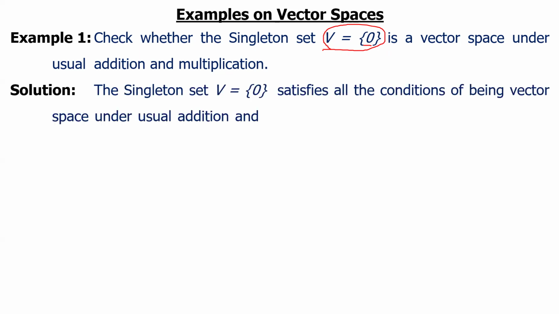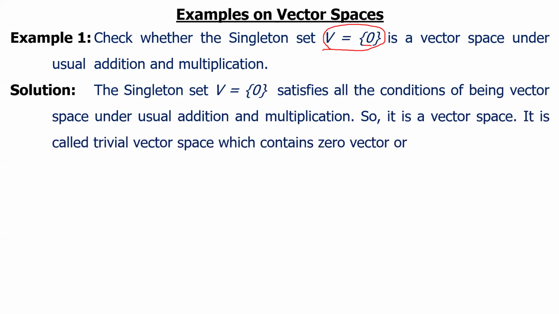Its solution: the singleton set V equal to {0} satisfies all the conditions of being a vector space under usual addition and multiplication. So it is a vector space. It is called the trivial vector space, which contains only the 0 vector or null vector. So let us see how it satisfies all the 10 properties of being a vector space.